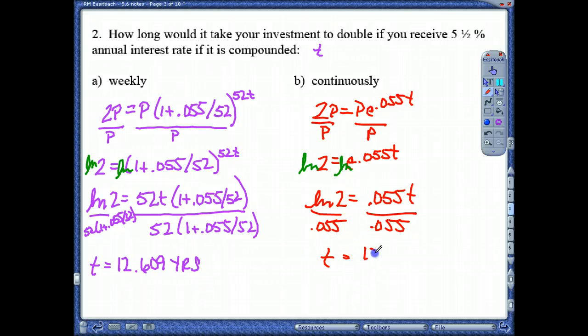And time is 12.602 years. Once again, you're only compounding this a certain number of times, weekly. That is a lot compared to annually, but your annual percent is only 5.5, so it's going to be pretty close to the same amount of time it takes to double. So I don't want you to think, oh, if weekly is 12, then continuously is 5. It just doesn't work that way.